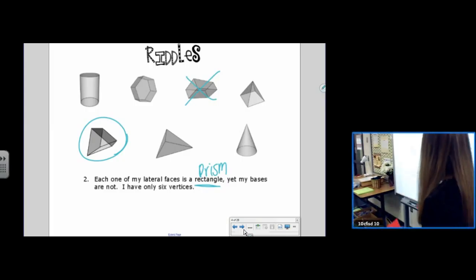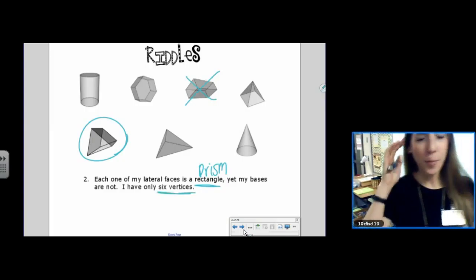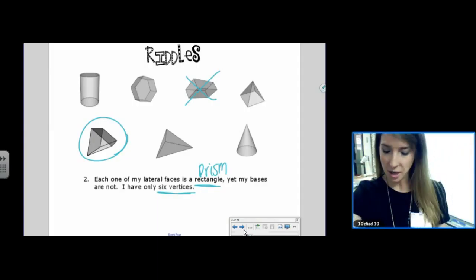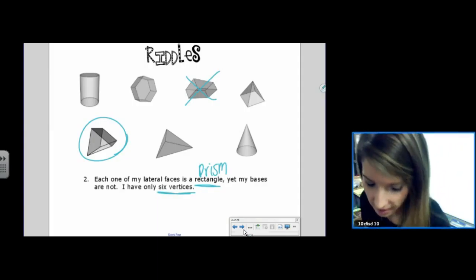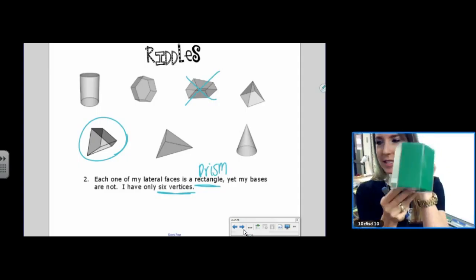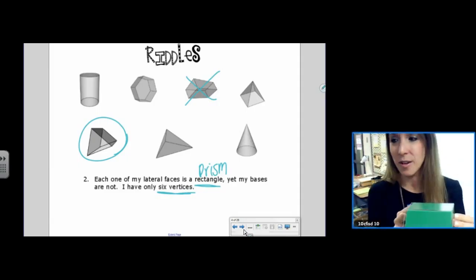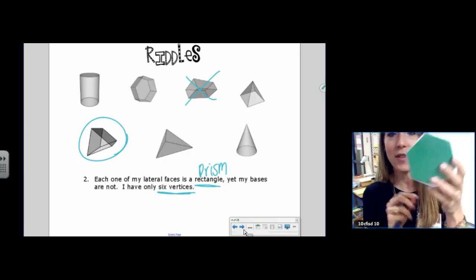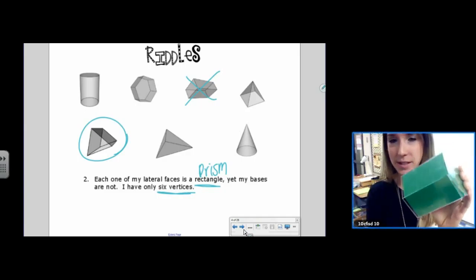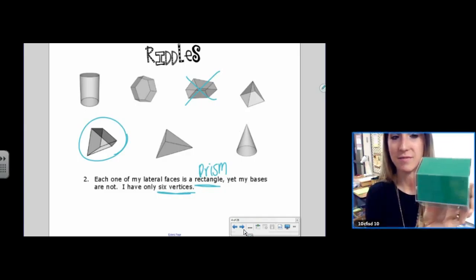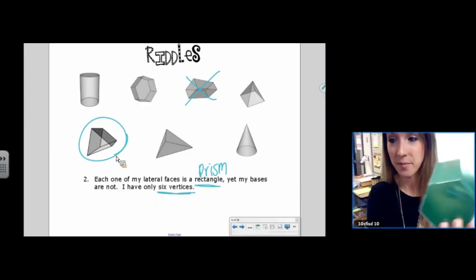I have only 6 vertices. Now, when your brain hears 6, it wants to go hexagon. But how many vertices? Remember, we're 3D now. We're not 2D anymore. How many vertices does a hexagonal prism have? 12. Yep.